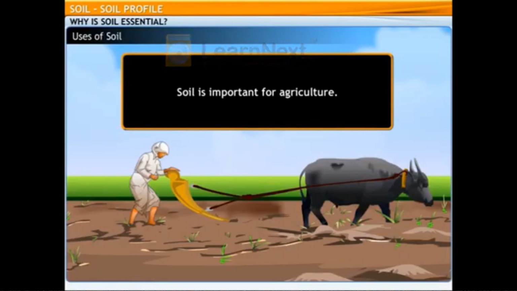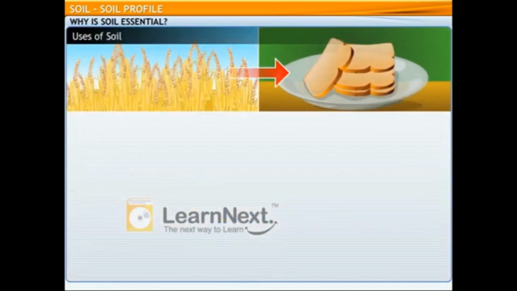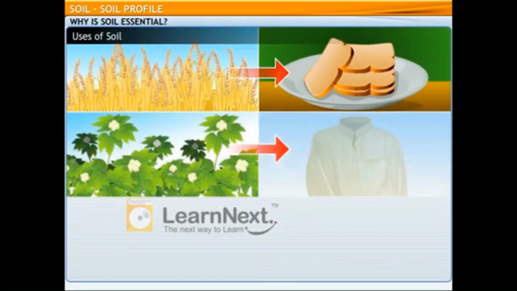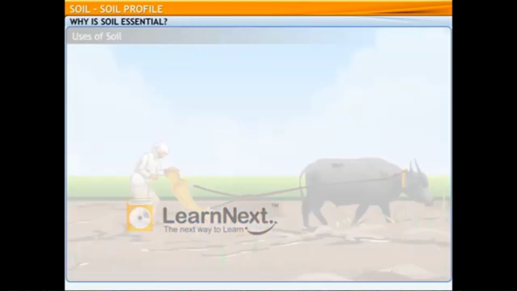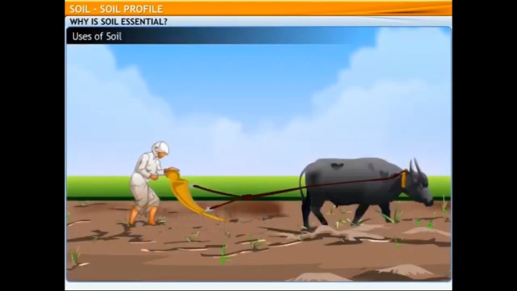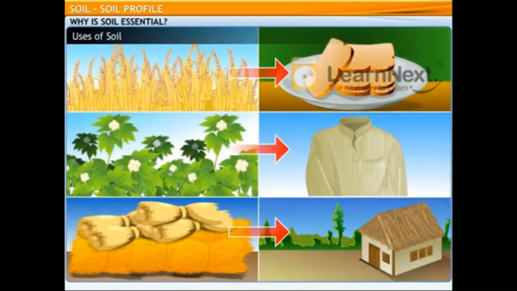Next, about uses of soil. Agriculture is the most important use of soil. Agriculture provides all of us with food to eat, fiber for our clothes, and material for making houses. Without soil, agriculture is not possible. Therefore, soil is a natural resource that is essential for life.